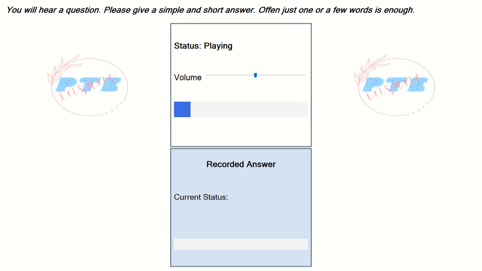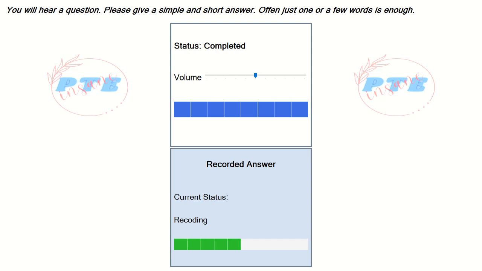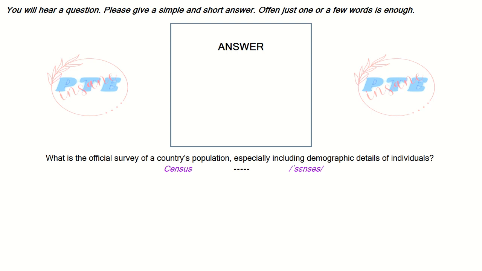What is the official survey of a country's population, especially including demographic details of individuals? Census.